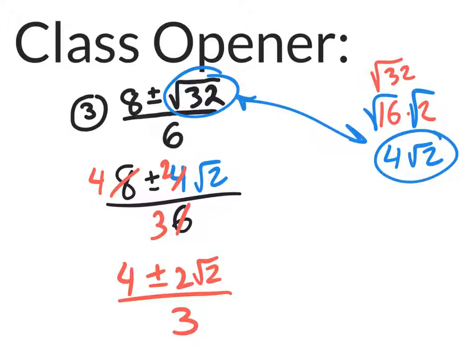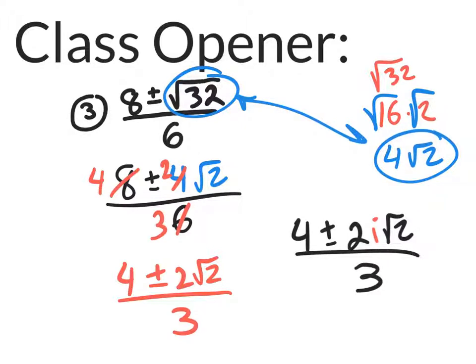Oh yeah, one other detail, guys. If for some reason this would have been a negative 32, right? If it would have been a negative 32, I'd have an i involved, which would mean that there'd be an i right here. So let's say you did this whole problem and you have 4 plus or minus, but let's say you had a 2i square root of 2 over 3.